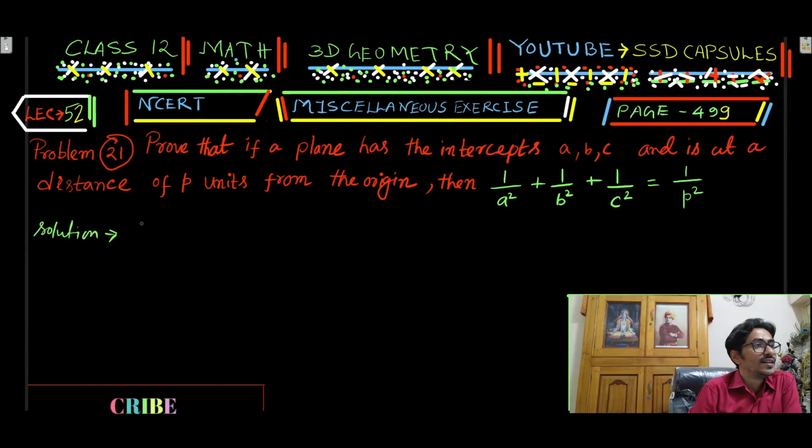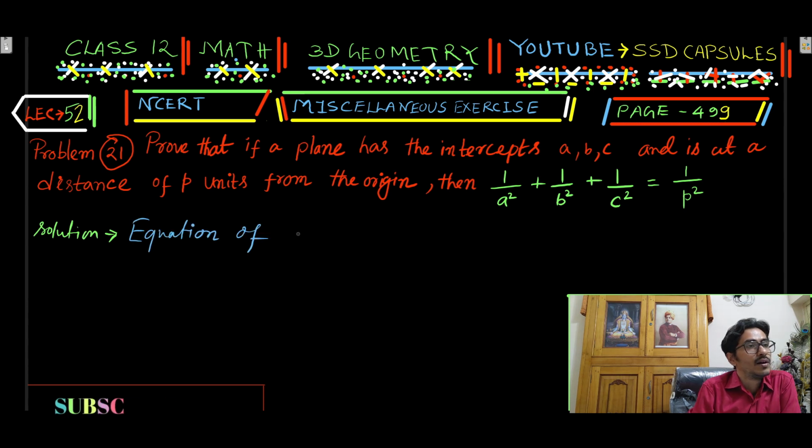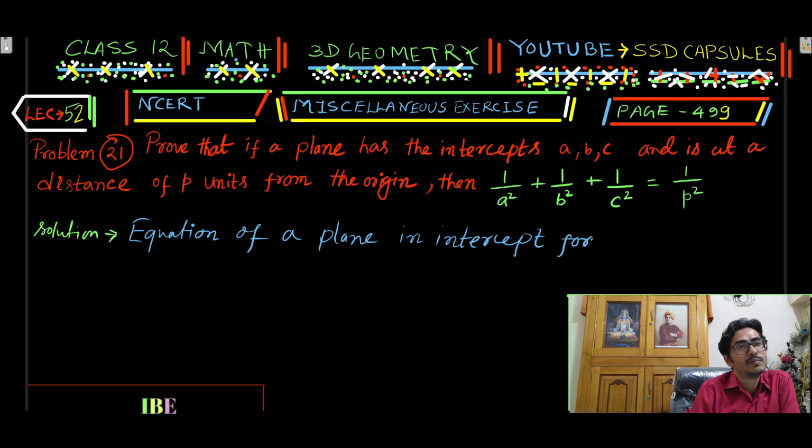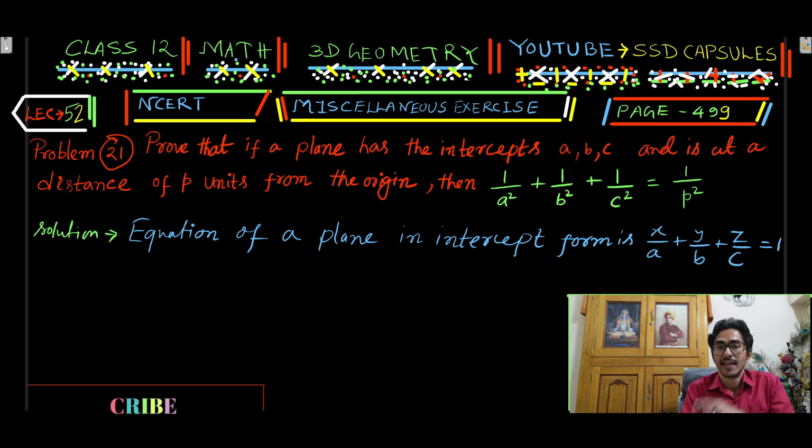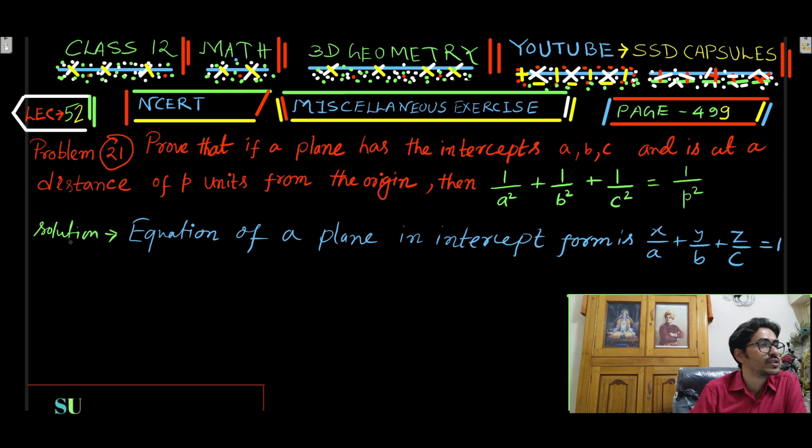So, the equation of a plane in intercept form is x by a plus y by b plus z by c equals 1. That is lecture number 25. You just go through the playlist of my channel SSD Capsules, then you can get the lecture.